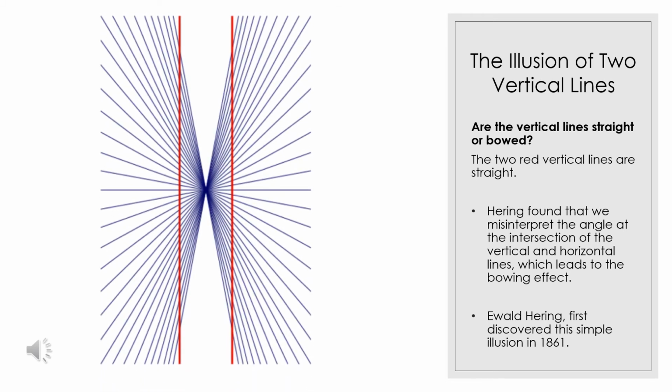The illusion of two vertical lines. Are the vertical lines straight or bowed? The two red vertical lines are straight. Hering found that we misinterpret the angle at the intersection of the vertical and horizontal lines, which leads to the bowing effect. Ewald Hering first discovered this simple illusion in 1861.